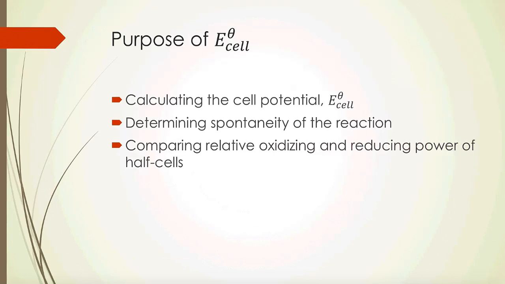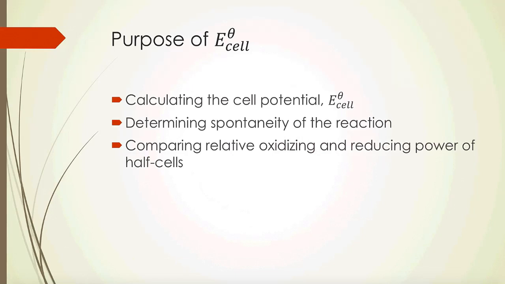The purpose of a standard potential difference of a cell: three things. We can calculate the cell potential, that's denoted by E standard, the E theta, right? And cell potential is the E cell. We can determine spontaneity of the reaction, and we can also compare relative oxidizing and reducing power of half cells.